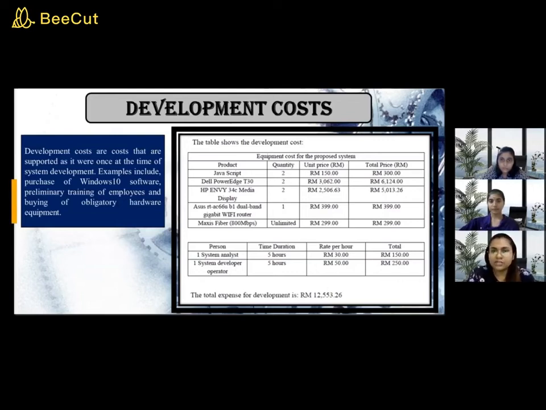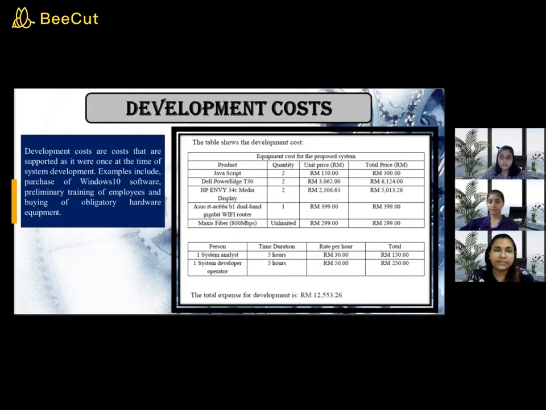Equipment cost for the proposed system. Quantity for JavaScript is 2, unit price is 150, total price is 300. Quantity for the Dell PowerEdge T30 is 2 and unit price is 3,062 ringgit. Total price is 6,124 ringgit. And the quantity for HP NV34C media display is 2 and the unit price is 2,506 ringgit 63 cent and the total price is 5,013 ringgit 26 cent.